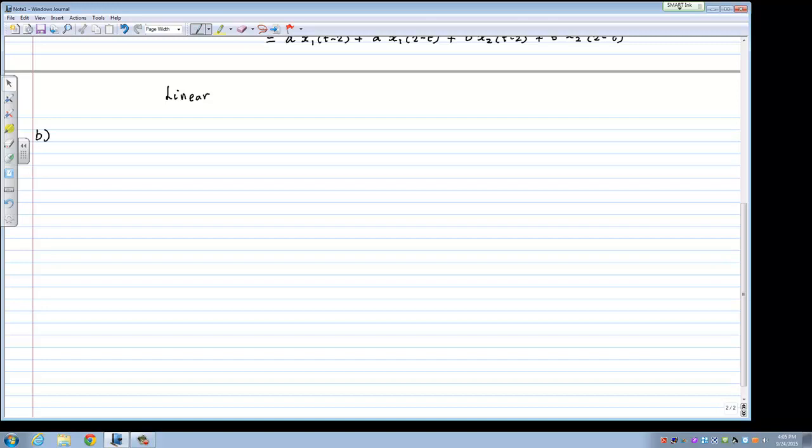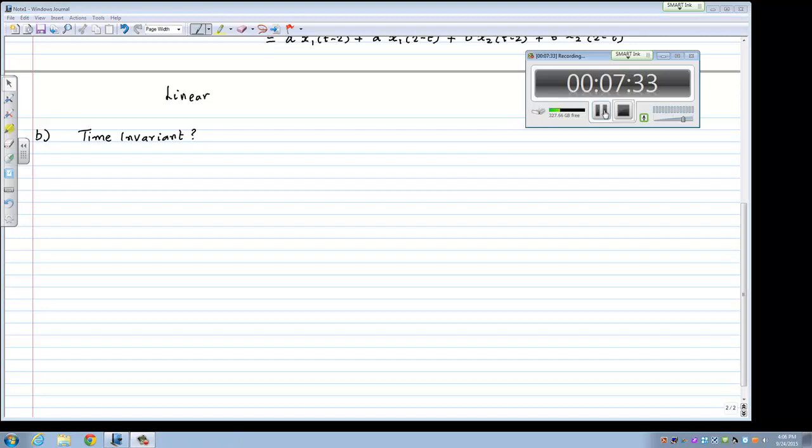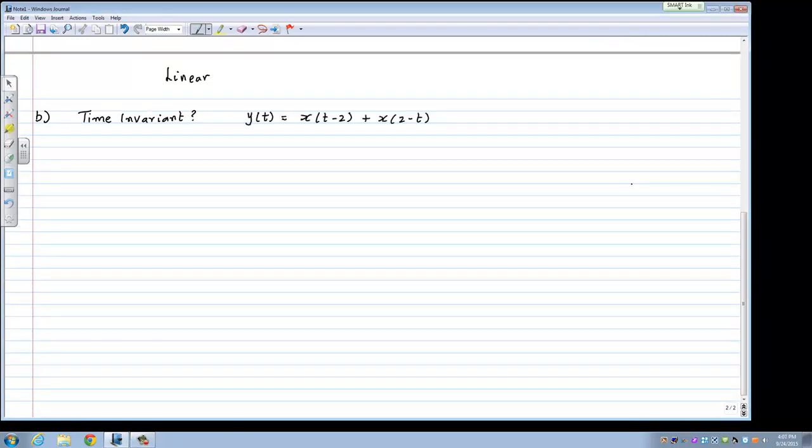So any questions so far? No? Okay. So now let's talk about whether this system is time invariant or not. The test to see whether this is time invariant or not is going to be to do two things.